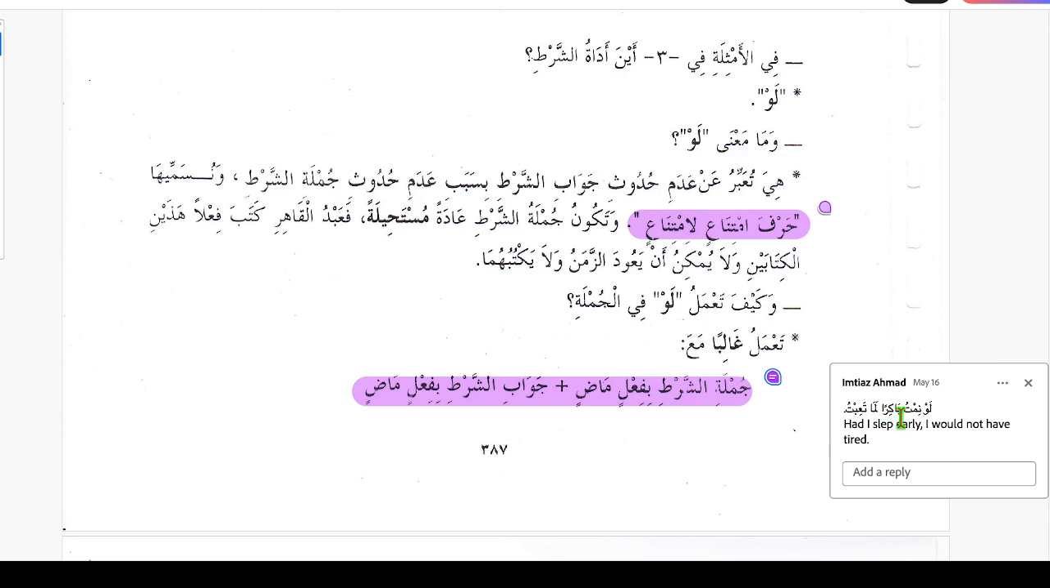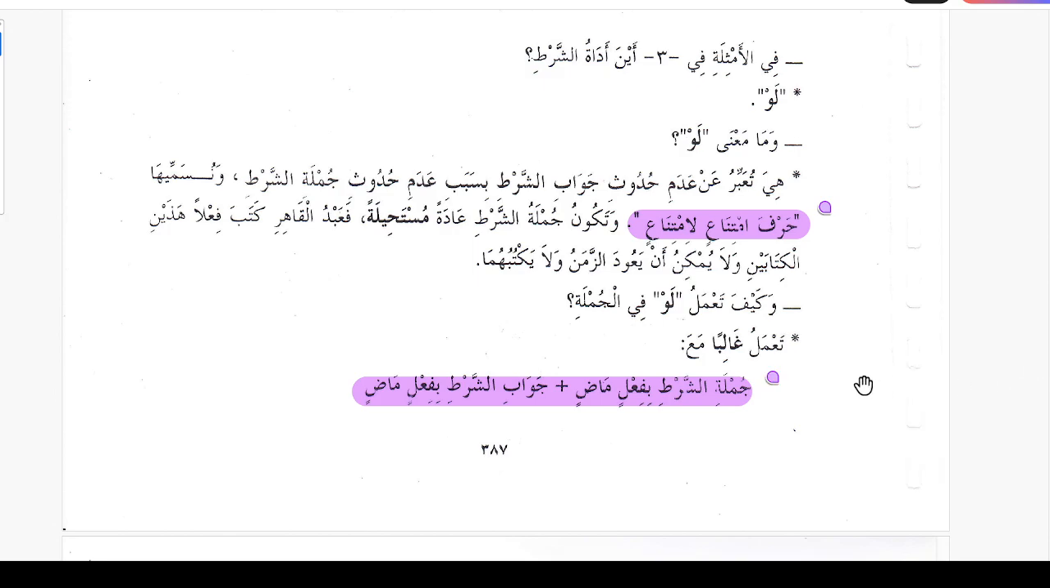So the first possibility is that the condition did not happen. So the answer to the condition, the jawab shart, will not happen. So I will stay tired because I did not sleep early. That is what it means. Harfu imtinain li imtinain, particle of impossibility because of impossibility.